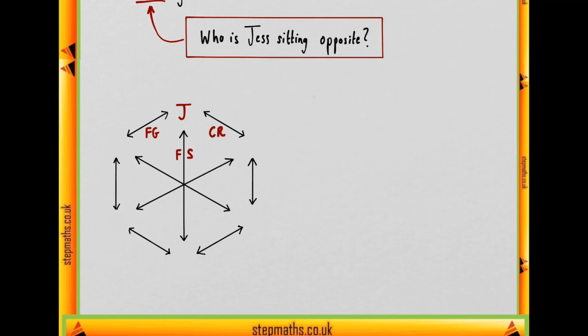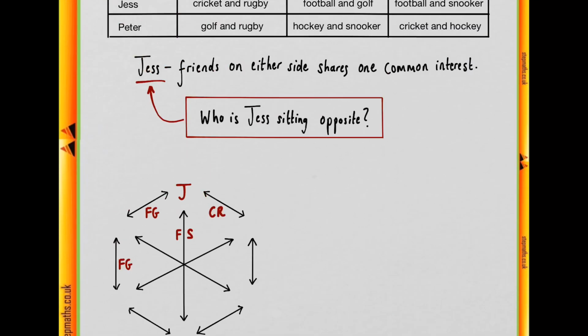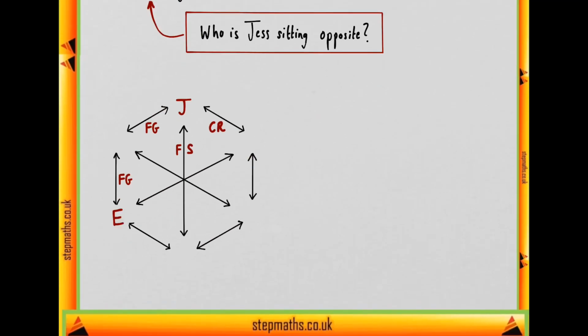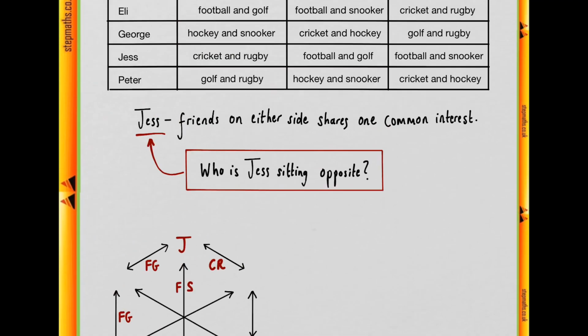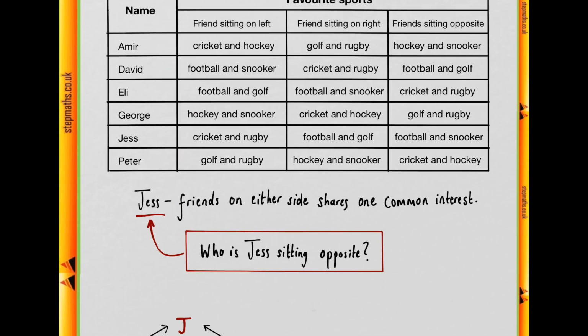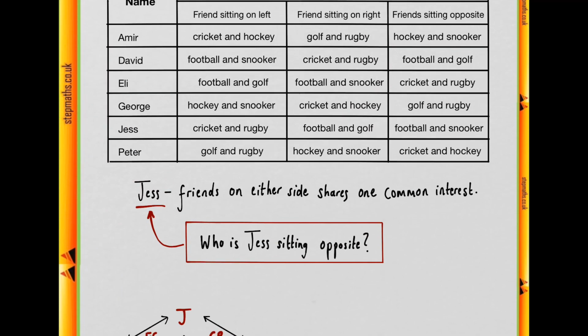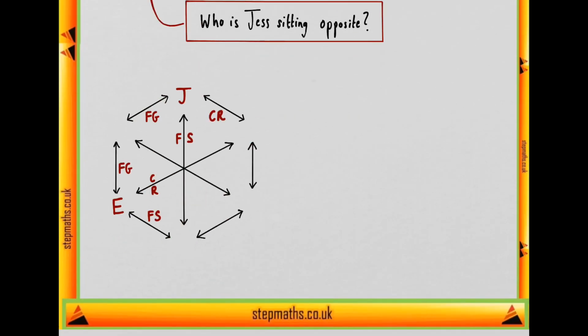Well, let's start with what we know. We know that she has someone on her right who likes football and golf. So in order to find who's sitting here, we could say that the person sitting here also has someone on their left who likes football and golf. Having a look through here, the only person who has someone on the left who likes football and golf is Eli, who we can represent as E here. Let's fill in the rest for Eli. Eli has someone sitting on his right who likes football and snooker, and he has someone opposite who likes cricket and rugby. So we can fill those in.